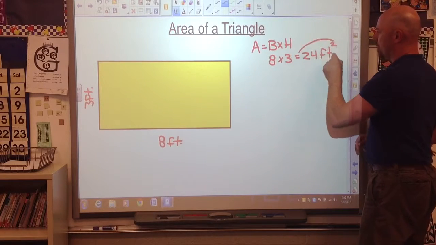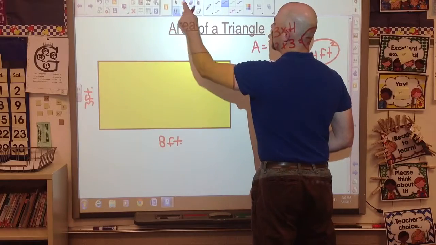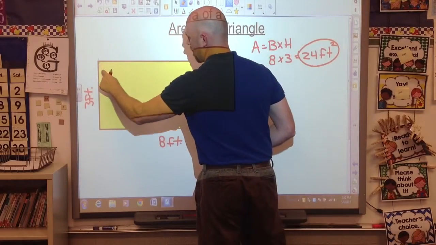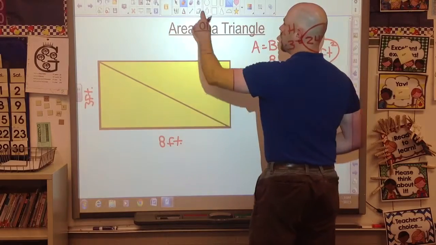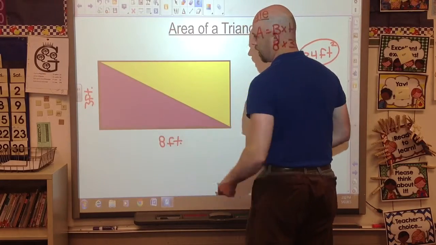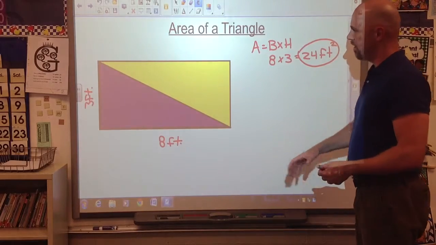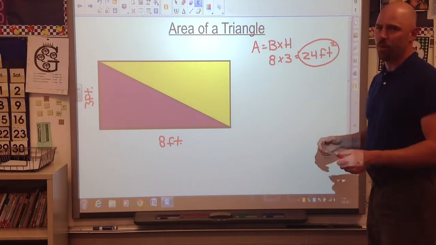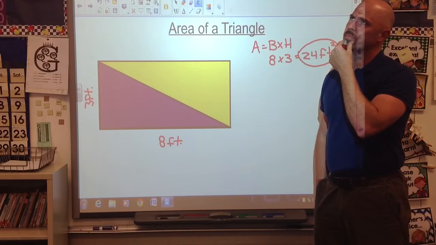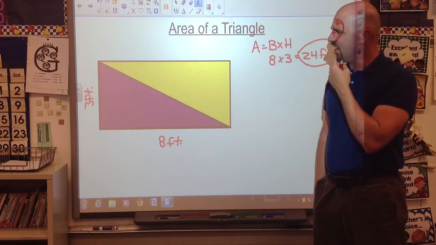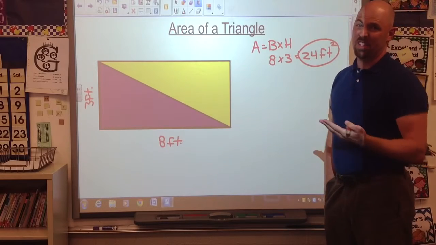Okay? Well, that is for this entire object. But let's see if you can tell me, what if all I wanted to know is the area of just this triangle? I'll give you a second to think here. If the entire rectangle was 24, what about the triangle? Well, the triangle looks to be about half the size of the rectangle. So I would think it would be just taking 24 and cutting it in half, right?